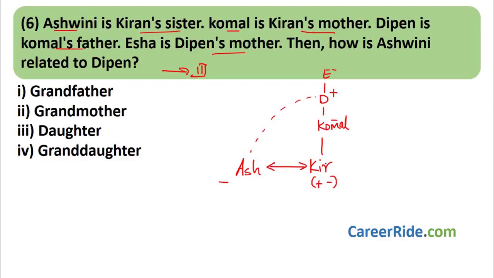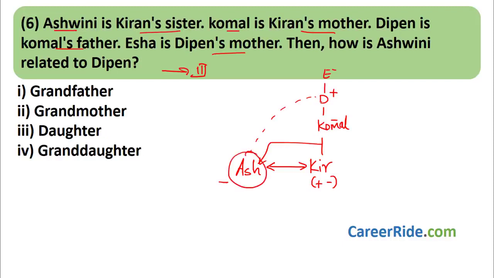Komal's child is Kiran. And Kiran's sibling is Ashwini. So, Komal's daughter is also Ashwini. One child is Kiran. Kiran's sister is Ashwini. So, Komal's daughter is also Ashwini.